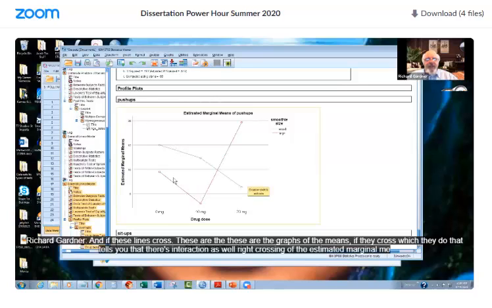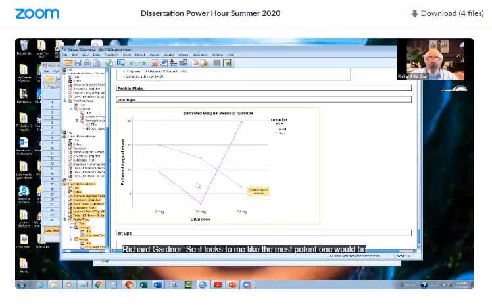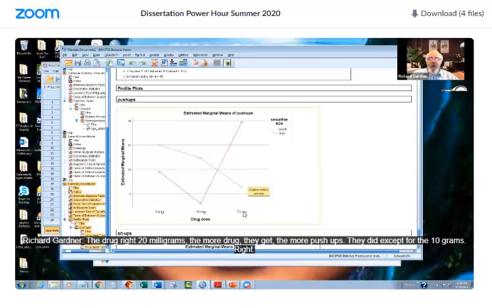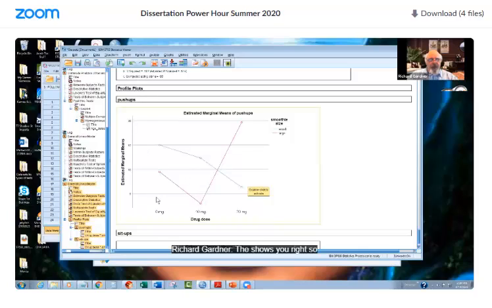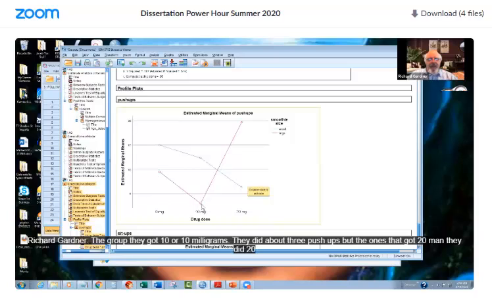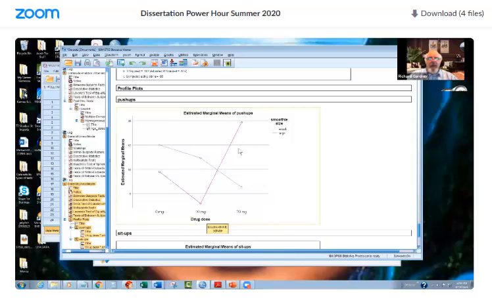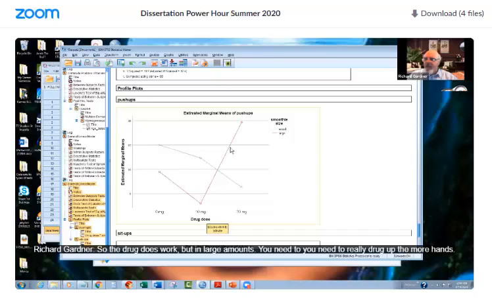And if these lines cross, these are the graphs of the means. If they cross, which they do, that tells you that there's interaction as well, right? Crossing of the estimated marginal means. So it looks to me like the most potent one would be the drug, right? 20 milligrams. The more drug they get, the more push-ups they did, except for the 10 milligrams, right? This shows you, right? So the ones that had 0 drug, the control group, did about 9 push-ups. The group that got 10 milligrams, they did about 3 push-ups. But the ones that got 20, man, they did 20. So the drug does work, but in large amounts. You need to really drug up them rats.